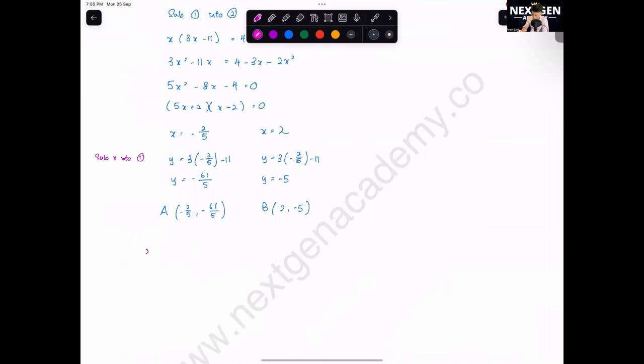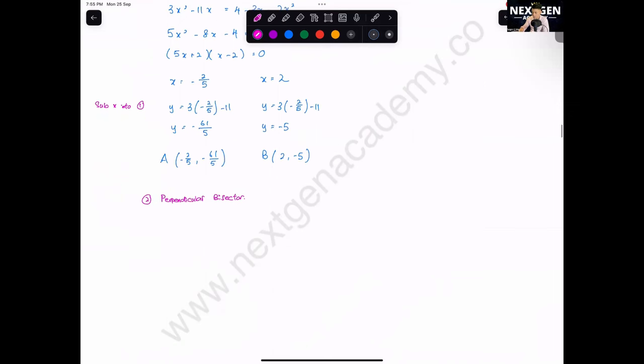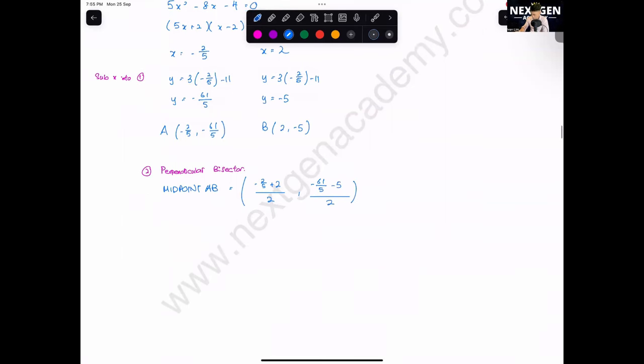Next thing I want to find is the perpendicular bisector. How do we find the perpendicular bisector? I need to first find the midpoint of AB. Write down the equation: (negative 2 over 5 plus 2) over 2, (negative 61 over 5 minus 5) over 2. You will end up with (4 over 5, negative 43 over 5).